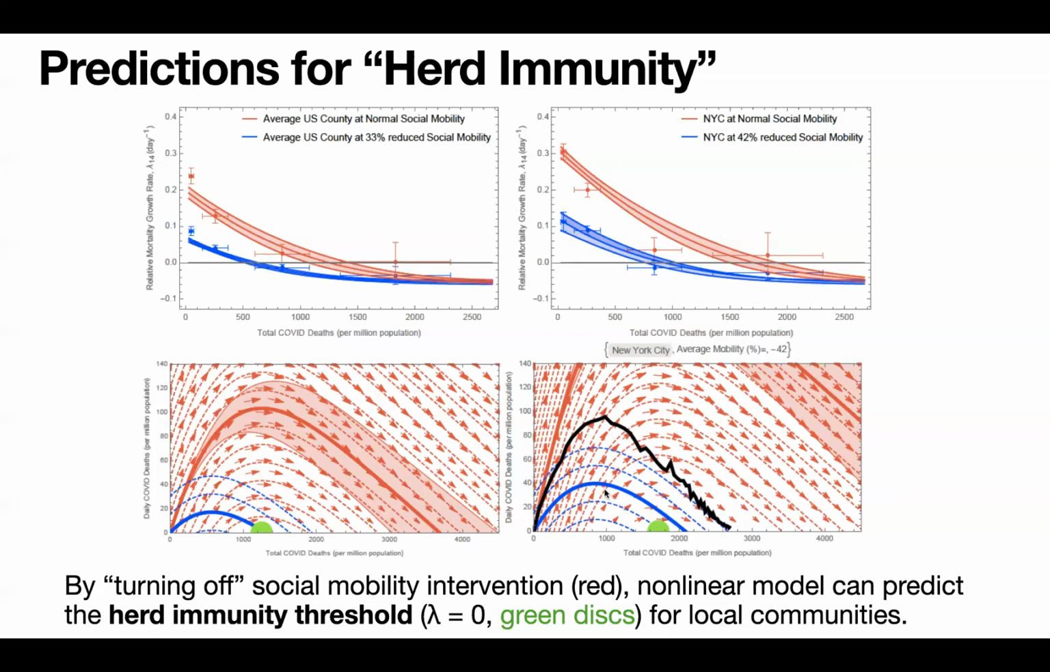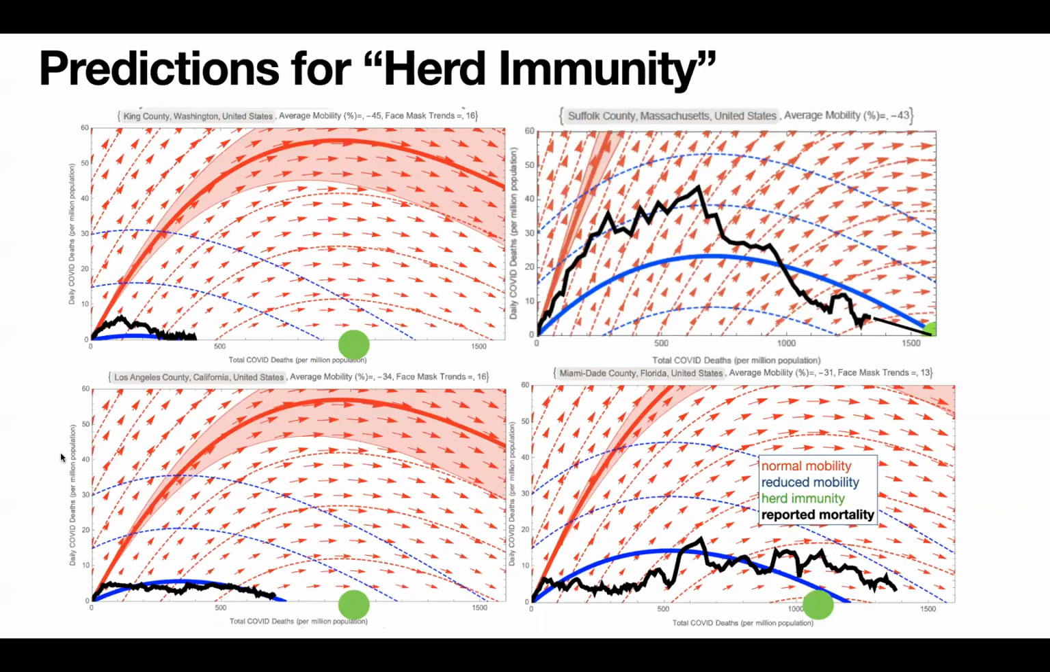The social mobility restrictions could bring everything down, but even without social mobility restriction, there is a fixed point somewhere. And then we found this for various counties. For some of them, it is lower. For some other counties, it was higher.